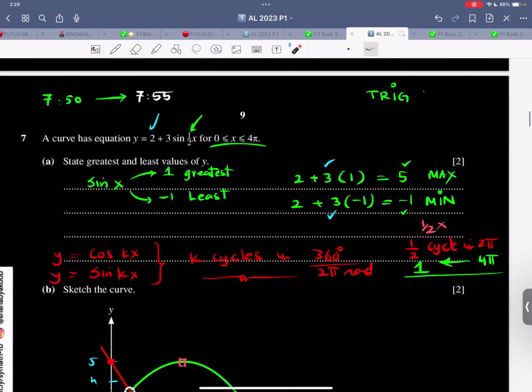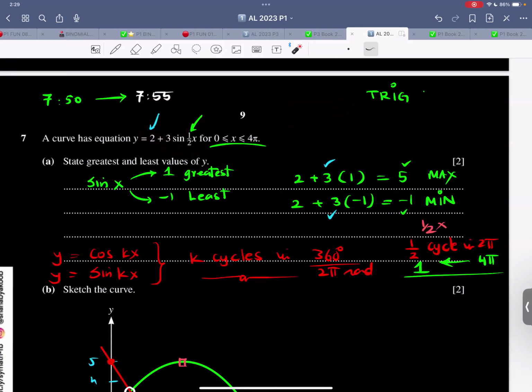And let me do this question, then I'll go to the examiner report. Now it says a curve has this equation y equals 2 plus 3 sine half x for x lying between 0 and 4 pi. So we know that 2 pi is 360 degrees, 4 pi is 720 degrees. This is 2 plus 3 sine half x.